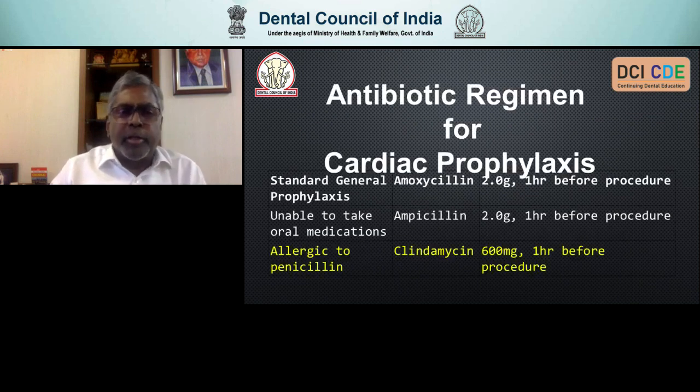The antibiotic regime for this prophylaxis is amoxicillin, again, which was 3 grams, has now become 2 grams, 1 hour before the procedure. Clindamycin in case they're allergic to penicillin, 600 milligrams 1 hour before the procedure.